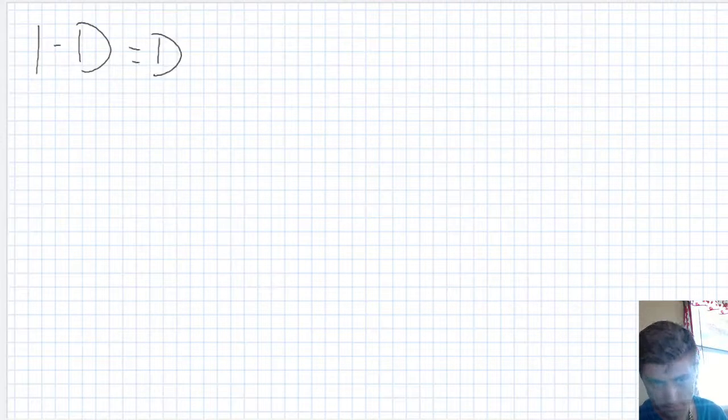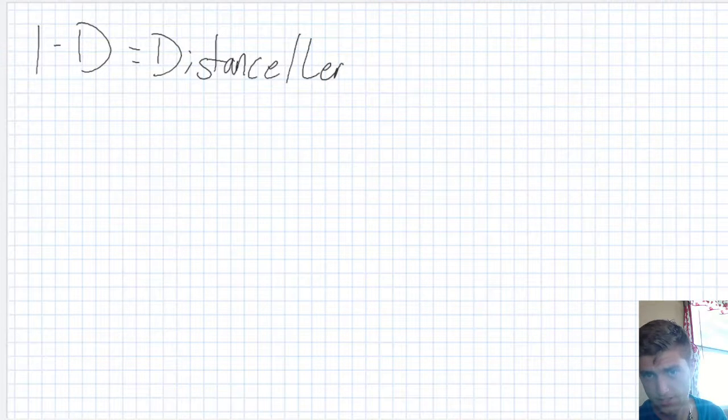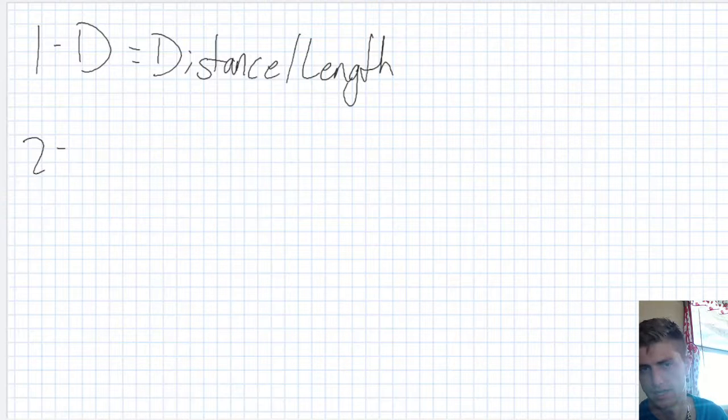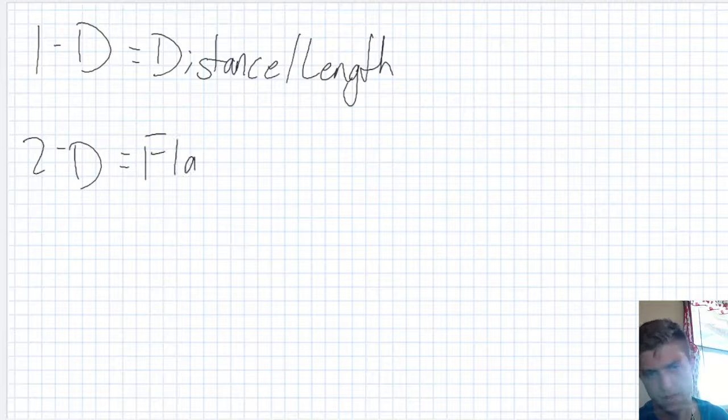Last time we learned about one versus two dimensions. One dimension tells us we're measuring a distance or length. Two dimensions tells us we are measuring how much space a flat thing takes up. So, flat space. Okay.